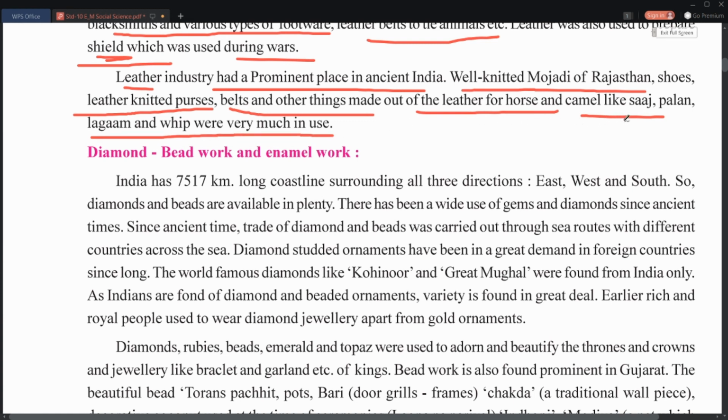All these things, saj, palan, lagam, and whip, which means chabuk, are used in carrying horses, camels and all these animals. Okay, thank you very much.